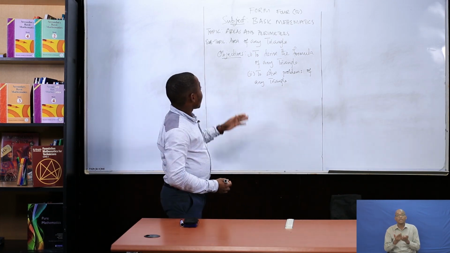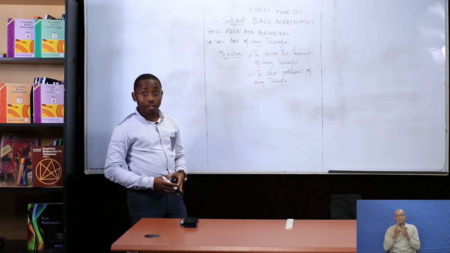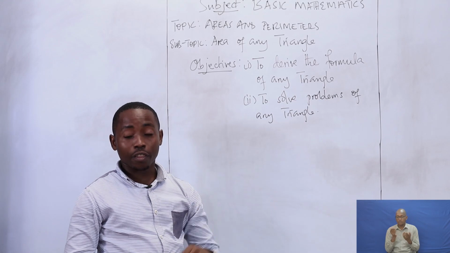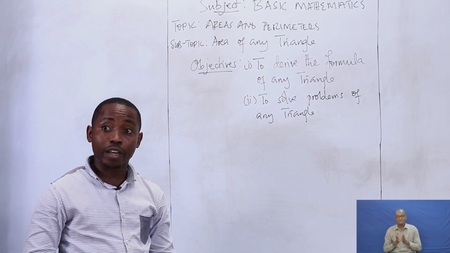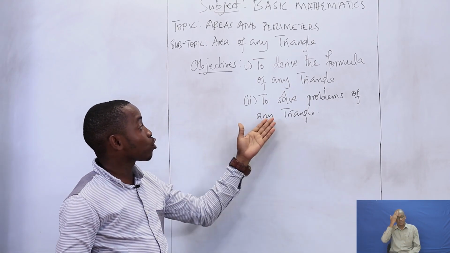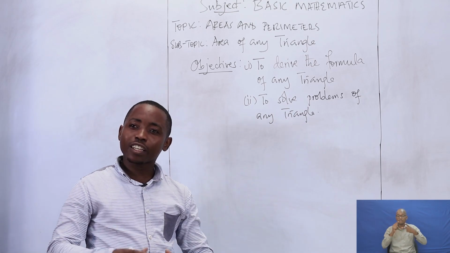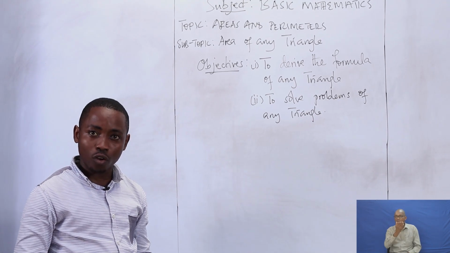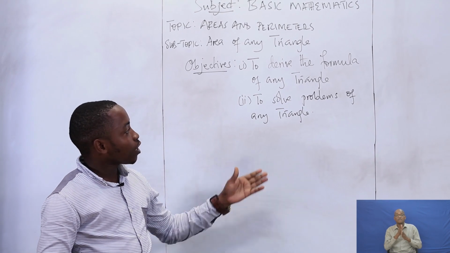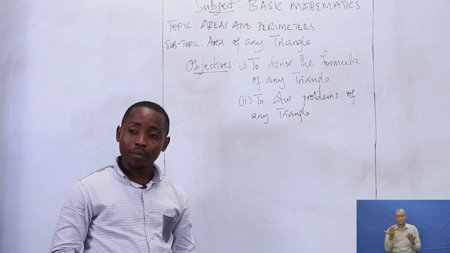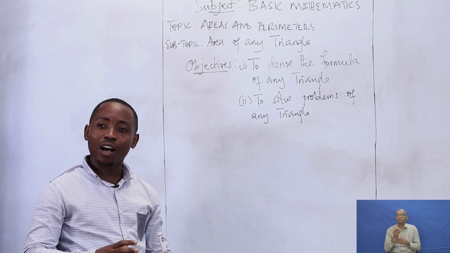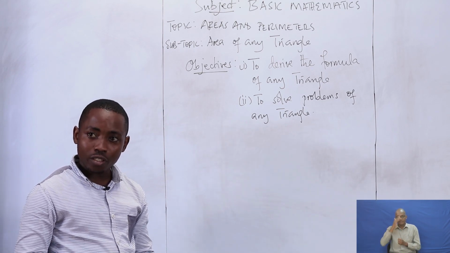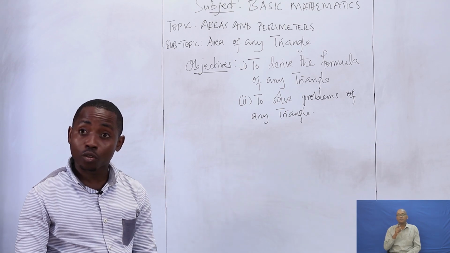Welcome. In our topic, we have objectives, and in this objective, we need to discuss how to derive the formula of any triangle. That is the first part that you are supposed to know how to derive. And the second part is we need to know how to solve problems concerning any triangle given from the four mentioned triangles that we know. So in order to derive the formula, first of all, we need to know the common things that you remember, the terminologies that can help us to derive this particular formula.